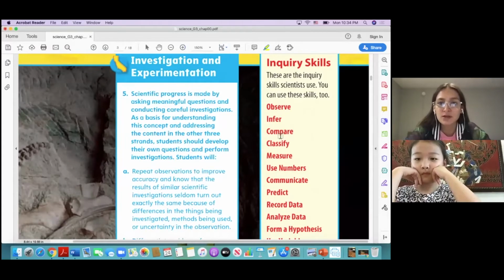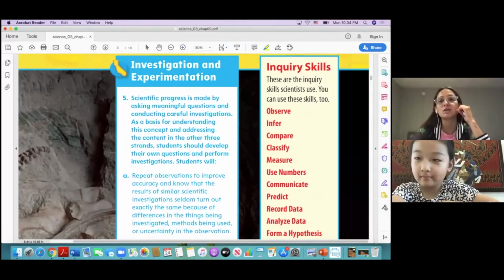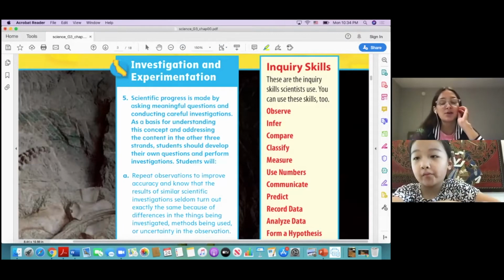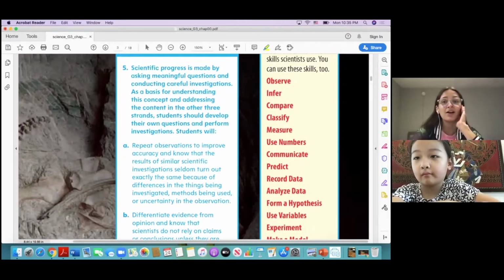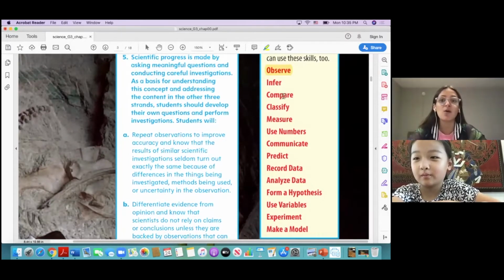First, let's read this box on the right. It says inquiry skills. These are the inquiry skills scientists use. You can use these skills too. So there are a lot of things, right? Scientists don't only use observation to ask questions, right? They have a whole list here.